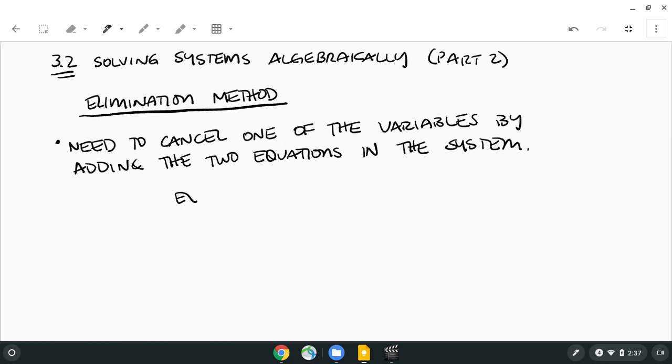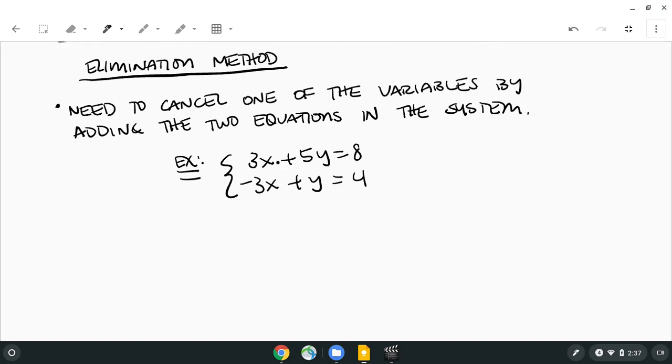Okay, so for example, suppose that I have this system, 3x plus 5y equals 8. And suppose I have another equation, negative 3x plus y equals 4. Okay, so it says here we need to cancel one of the variables by adding the two equations in the system. Well, if I add these two equations, then here 3 minus 3, that's 0, right? They cancel out. So here the 3x and the negative 3x would cancel out. And then we would end up with 6y equals 12. Okay, and we could easily solve that.